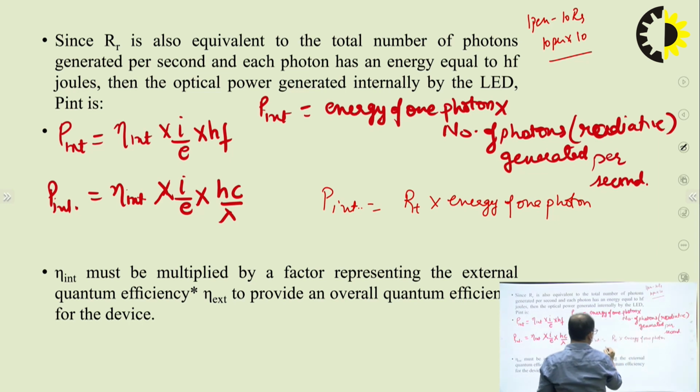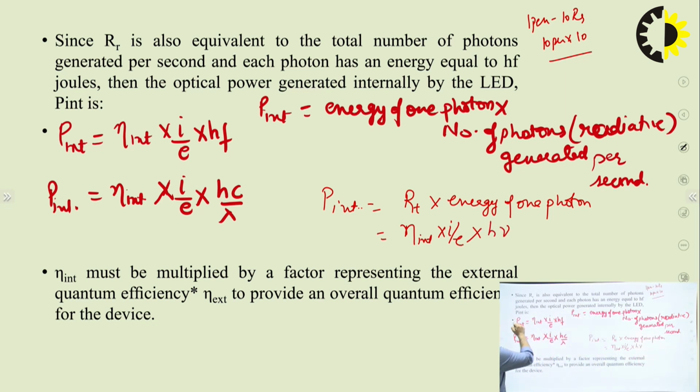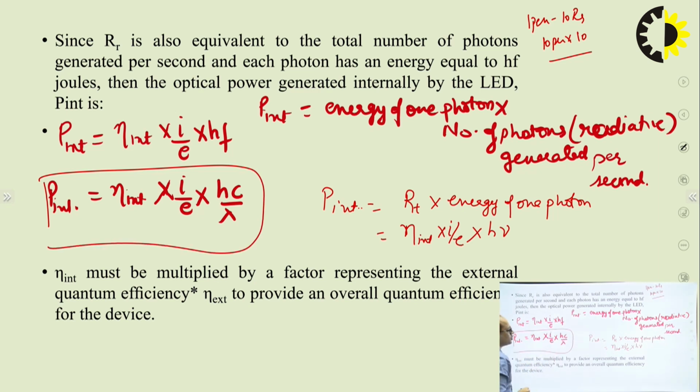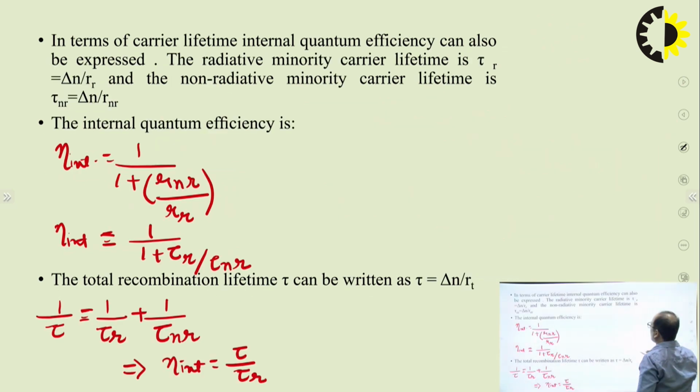As we know, the internal quantum efficiency is equal to RR by RT, and the energy of one photon is equal to h nu. So P internal generated is equal to internal quantum efficiency multiplied by I by E into h f, and this f is equal to c by lambda. So this is the total power internally generated by the LED. Clear?